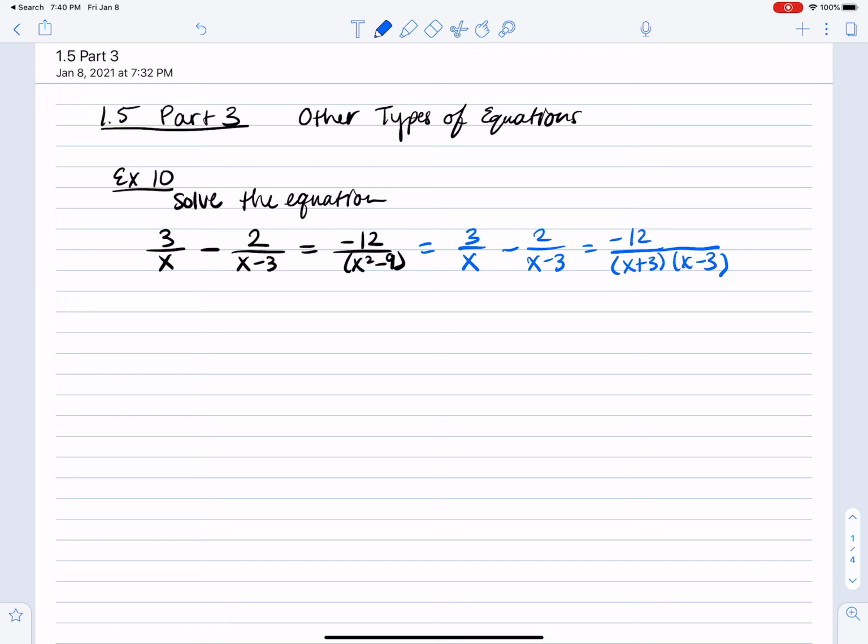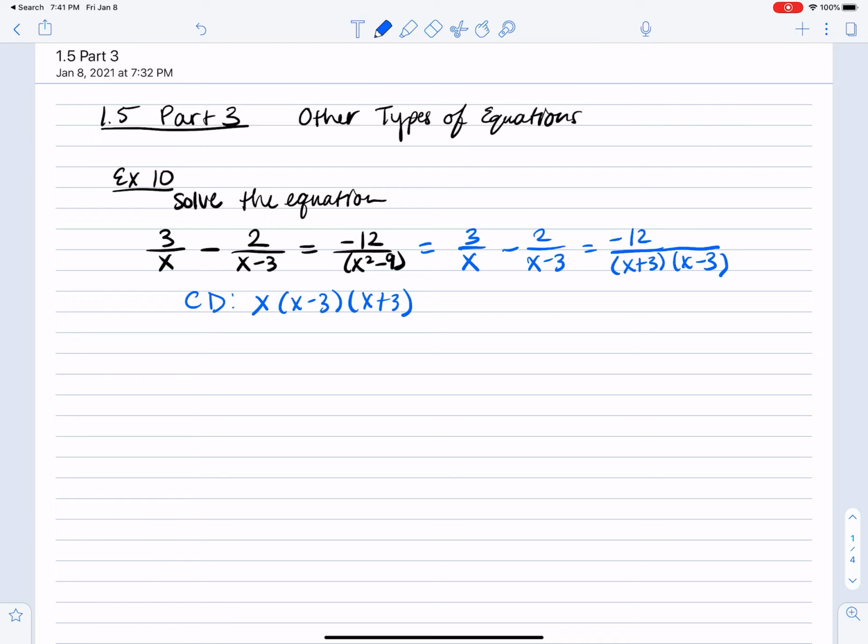And then whenever we see fractions like that, we want to make sure they have the common denominator. So we are going to make sure we get our common denominator here, which is going to be a combination of all those denominators. So we need to have x, we need to have 1 x minus 3, and we also need to have an x plus 3. We're going to multiply everything together.